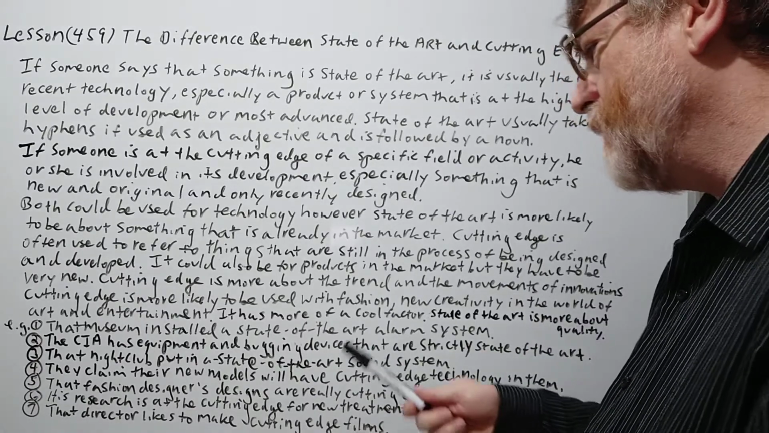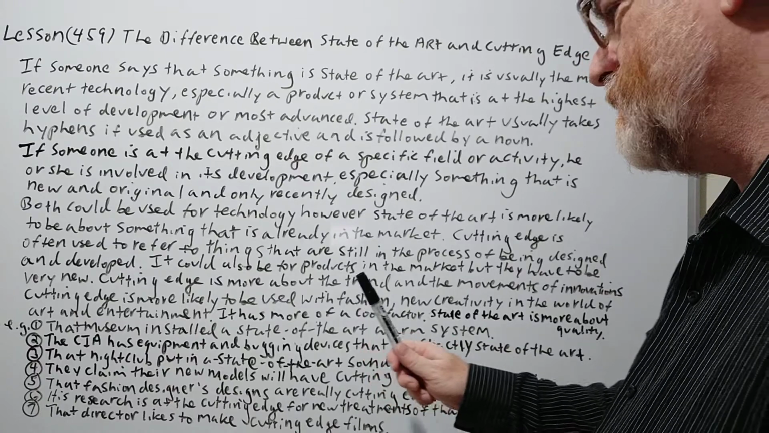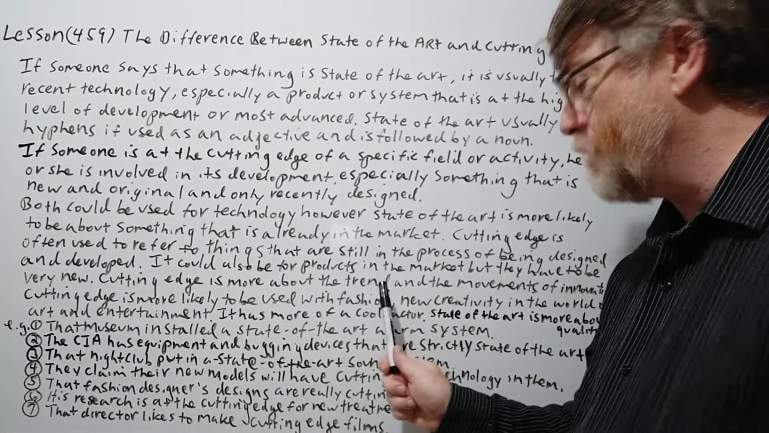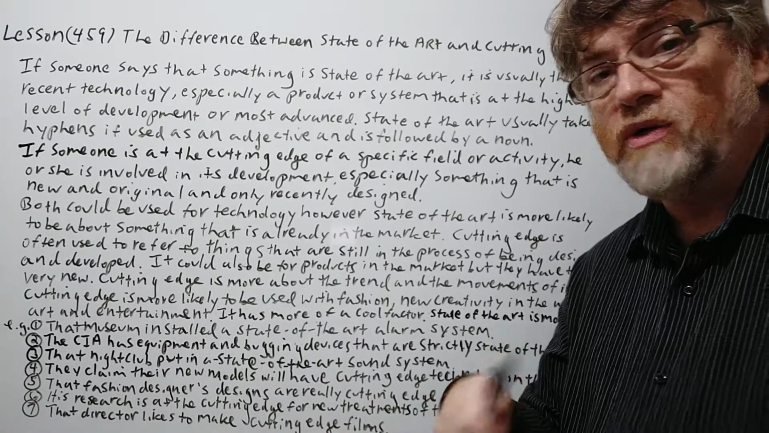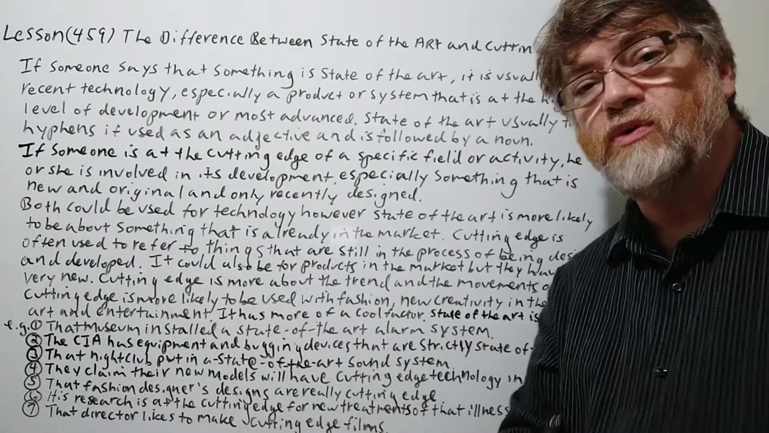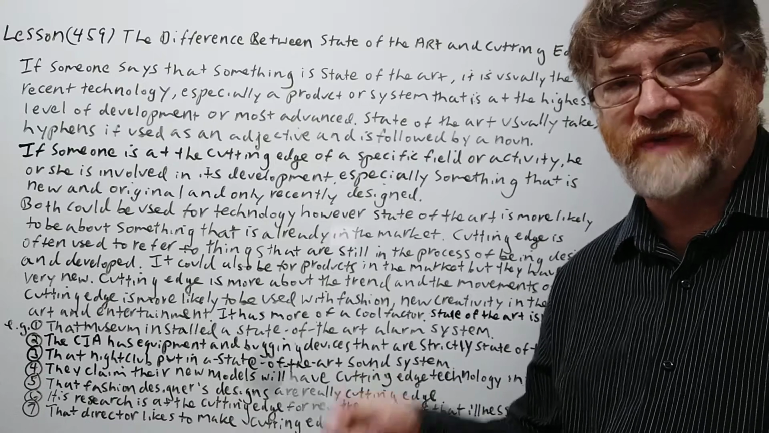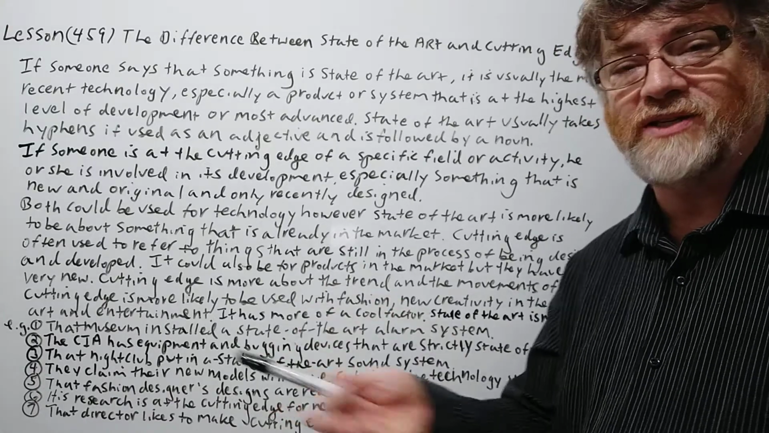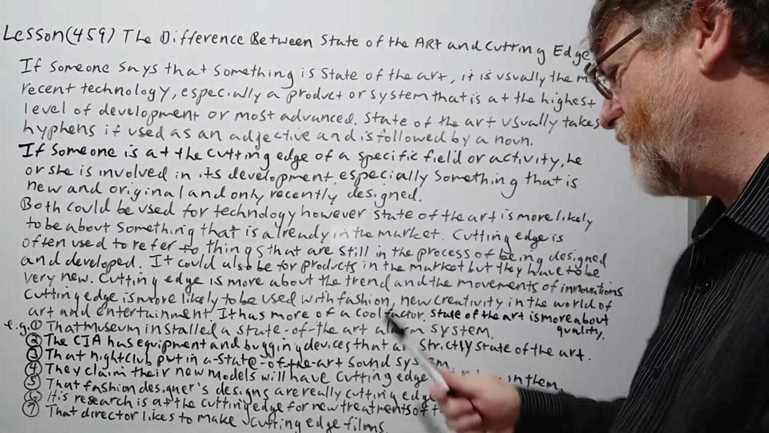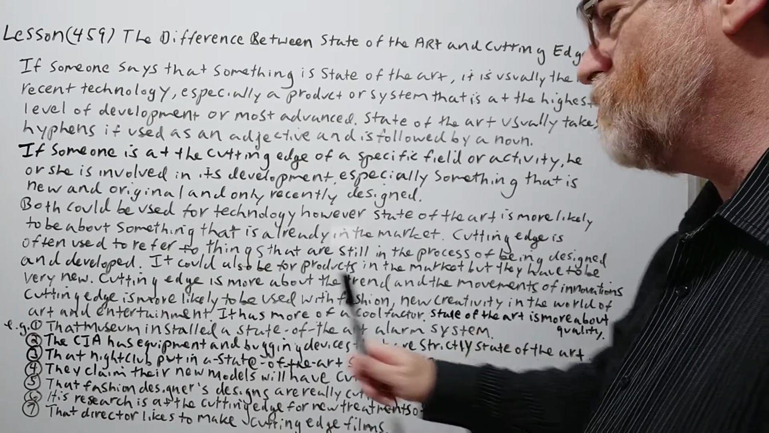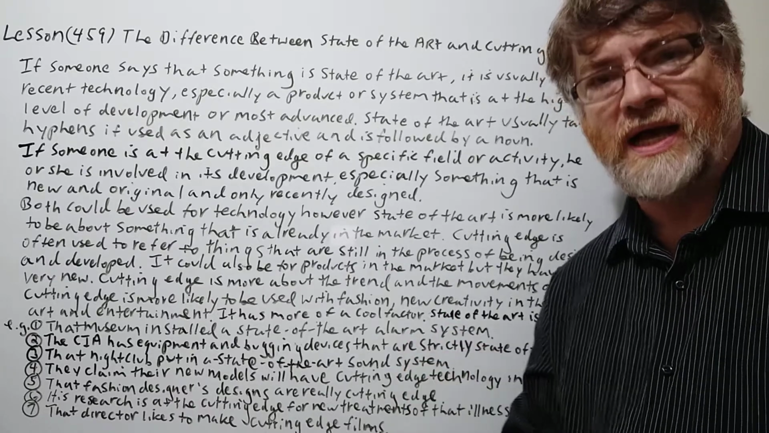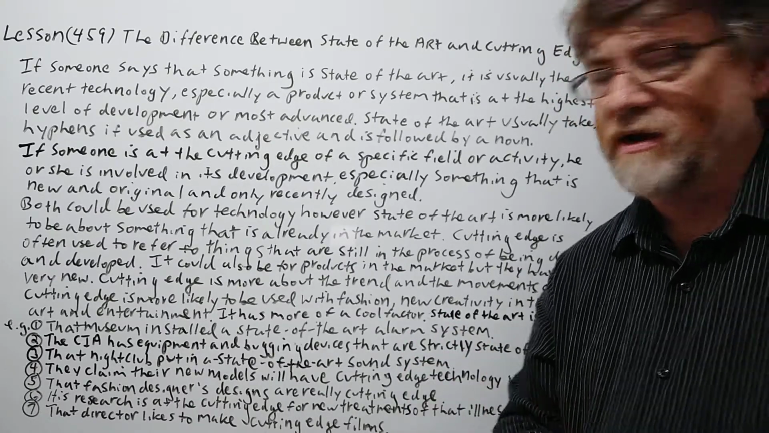All right, let's continue. Here, cutting edge is more about the trend. We say cutting edge is more about the trend and the movement of new innovations. Cutting edge is more likely to be used with fashion. We don't usually say state-of-the-art with fashion. A fashion designer creates a dress or something. We don't say that's state-of-the-art. That's cutting edge, definitely. New creativity in the world of art and entertainment. With art and entertainment, you're more likely to be using cutting edge and not really state-of-the-art.